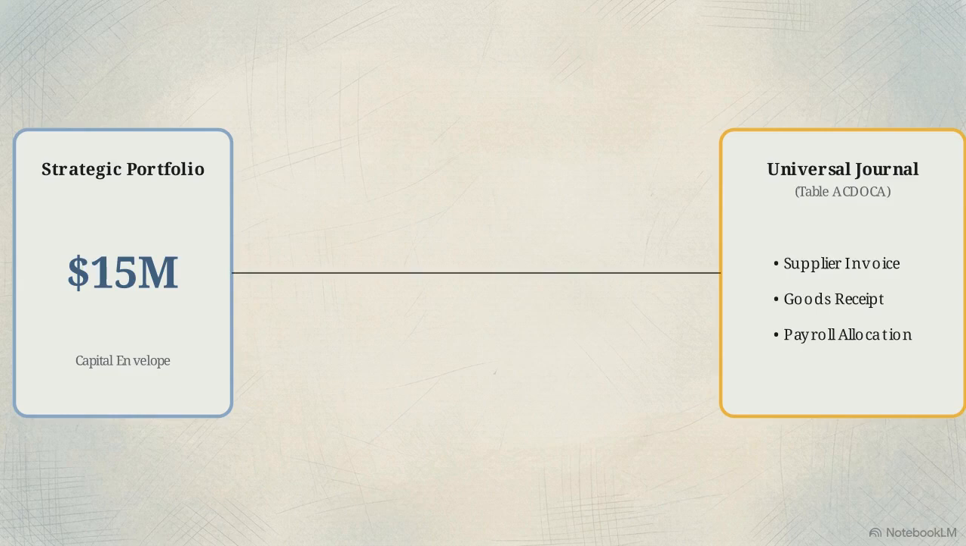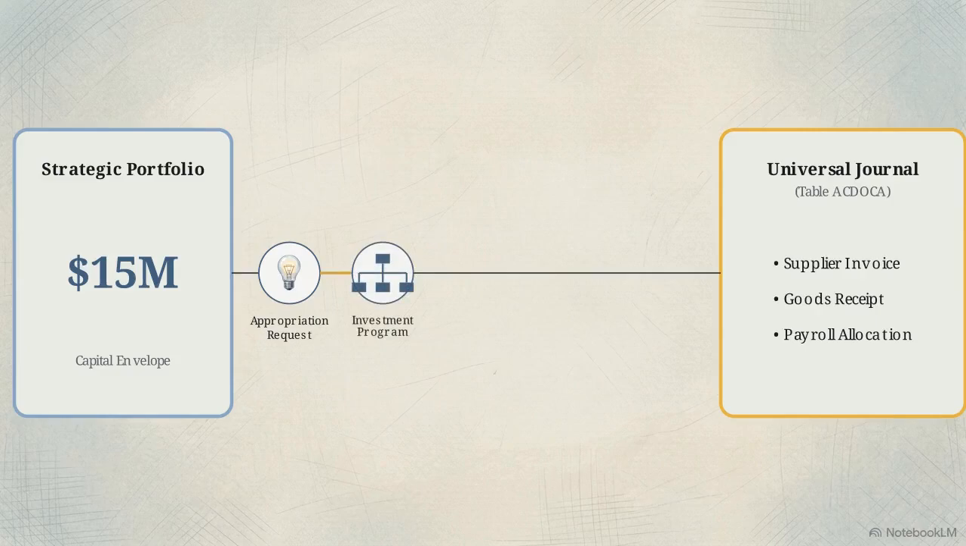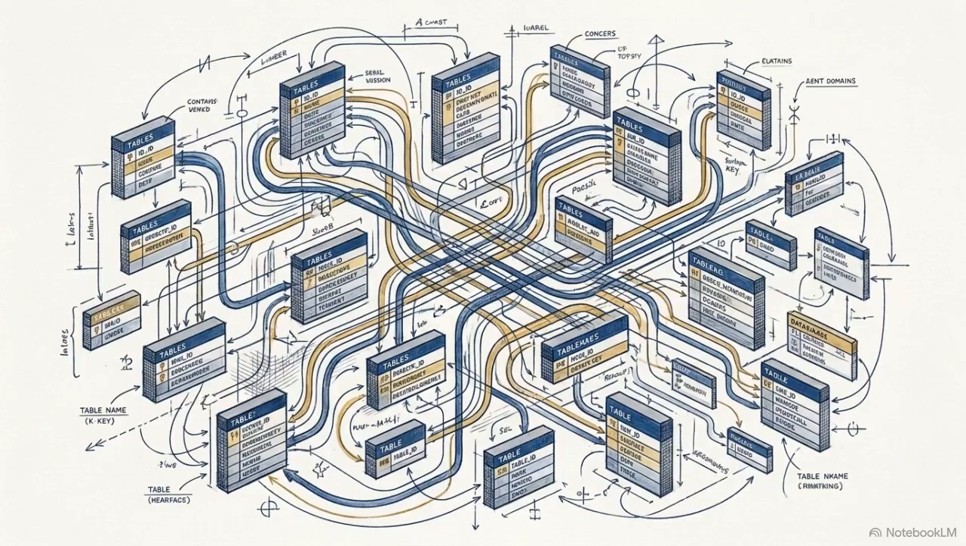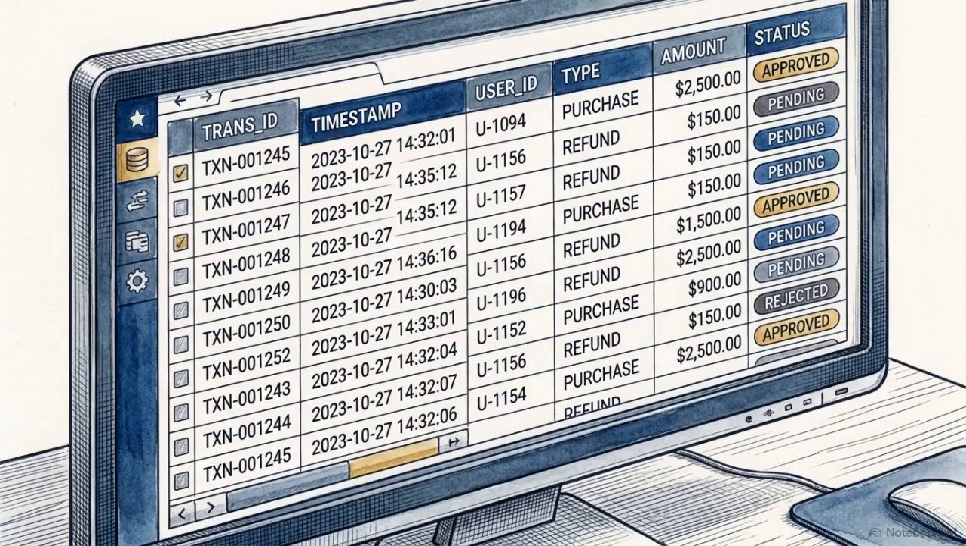Bridging this gap requires layering business objects in a strict sequence: appropriation request, investment program, execution measure, asset under construction, and fixed asset. We are going to deduce the exact data model and table relationships required to maintain governance over this $15 million line. Establishing this object architecture creates the audit trail required to verify that a commissioned asset actually complied with its original authorized budget.